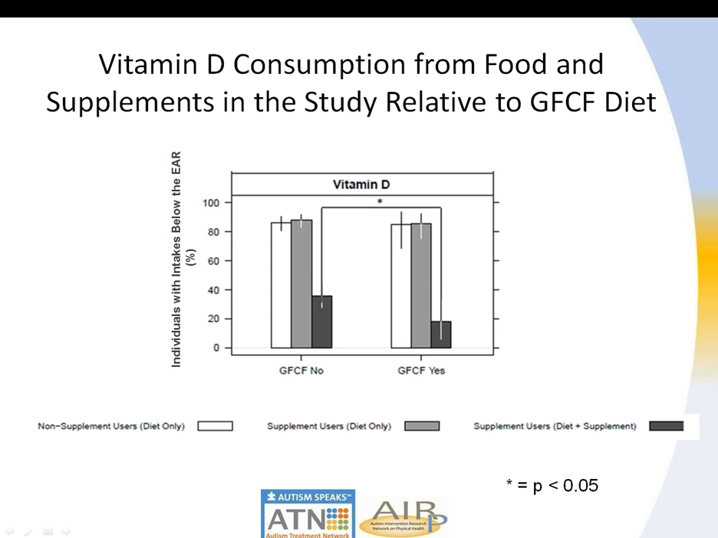And we found that those on and off the diet had very similar levels of intake of vitamin D, so you can see that in the white and grayish bars. So that's vitamin D intake from dietary sources alone. And then the dark bar, where vitamin D supplementation was added, you can see those who were on the gluten-free, casein-free diet actually did a better job at supplementing adequately compared to those who were not on the GFCF diet. So after supplementation, about 18% had insufficient intake for those on the diet compared to 38% of those who were not on the diet, who both took supplements.